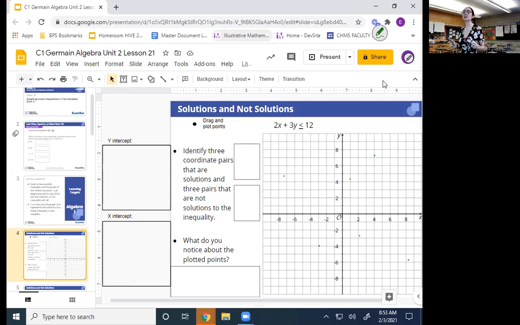I want you to take 3 minutes right now. Actually, I'm going to say 2 minutes right now to determine some points that are solutions and are not solutions to this inequality. Okay, so I would suggest picking from different parts of the grid to get a good idea. Okay, take 2 minutes right now.